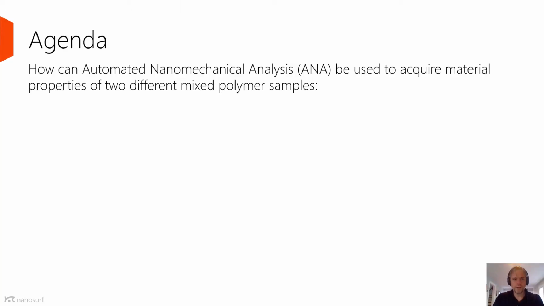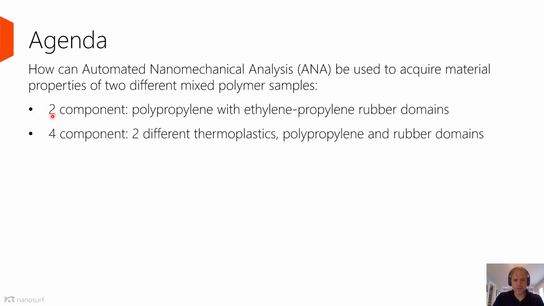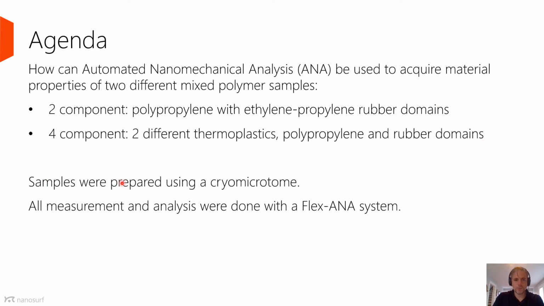All right, so for today's agenda, in this webinar, I will show you how we can use ANA to acquire the material properties of two different mixed polymer samples. The first sample is a two-component polypropylene with ethylene propylene rubber domains. The second sample has four components, two different thermoplastics, polypropylene, and also some rubber domains. Now these samples were prepared with a cryomicrotome, so they have a flat surface.